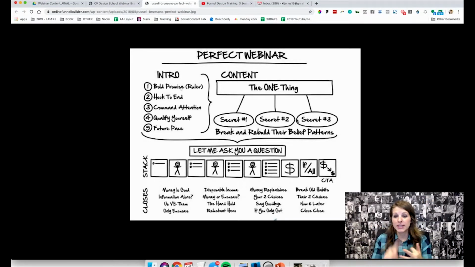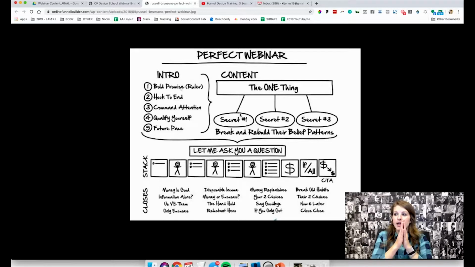Now, these 3 secrets, if you can see here, they're supposed to break and rebuild belief patterns. What is a belief pattern, okay? People believe certain things about certain things, and the only reason why people do anything is because of how they feel, okay? And their feelings are determined directly by their beliefs. So if we can modify their beliefs, we can modify their feelings, and if we can modify their feelings, we can get them to buy. Are you with me on this?